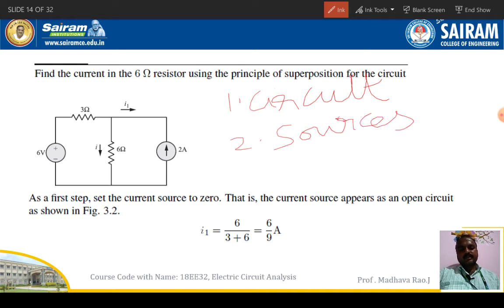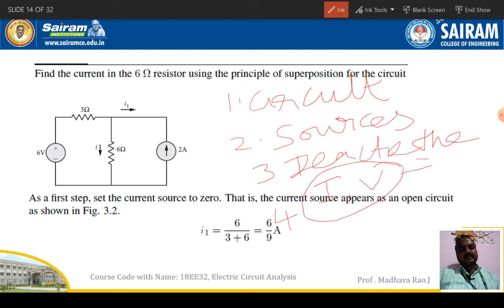So how many sources are there? Then we have to deactivate the sources and find the respective parameters. So current means current, or voltage means voltage values, we have to find out for each case. How many cases do we have? It is equal to the number of sources in the network.